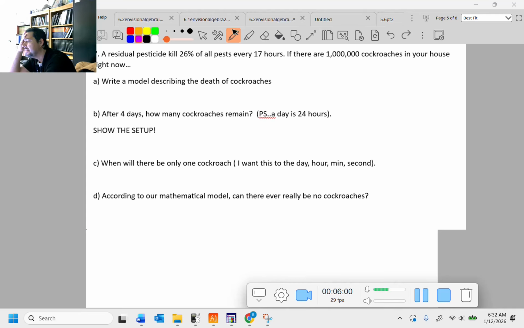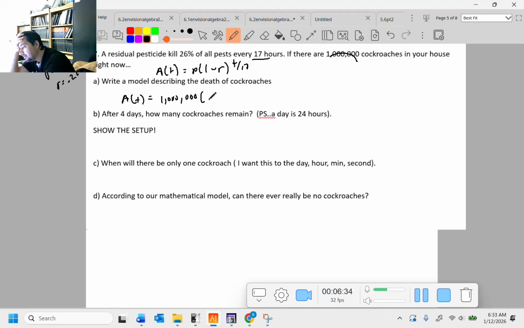Now, this is definitely decay. We're killing. So the amount after time passes is the principal times 1 minus r to the t, but in this case, over 17. Now, your rate is 26%. Don't be the dum-dum who doesn't realize that that's 0.26. There's your initial population, 1 million. So the amount after time passes is the 1,000,000 cockroaches in your house, you poor kid. 1 minus 0.26 has always been 0.74. And then we'll raise it to the t over 17. So there's your model that describes the death of the cockroaches.